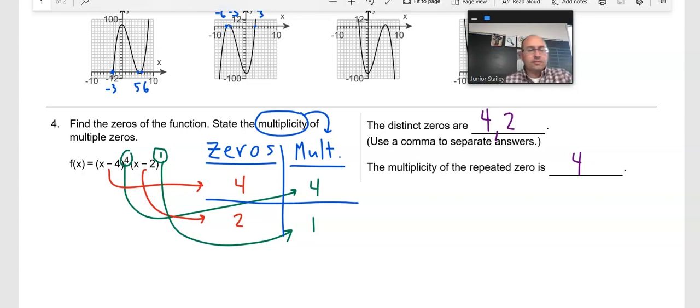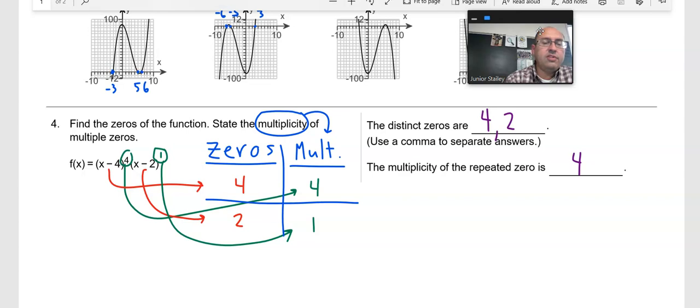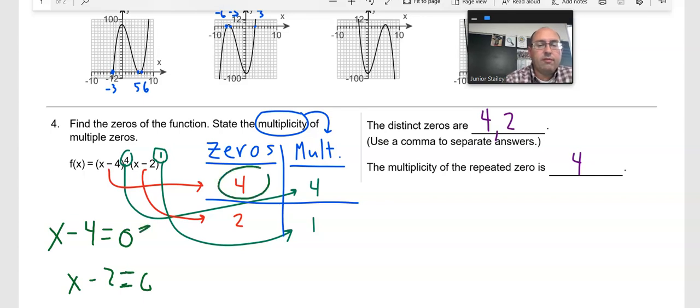Now, the zeros that we have here, if you set the factors, you've got your x minus 4 equals 0, and you got your x minus 2 equals 0. And if you solve them, you end up with 4 and 2, right? 4 and 2. Well, what is this other term? Multiplicity. Multiplicity means the number of times that something occurs as a factor.